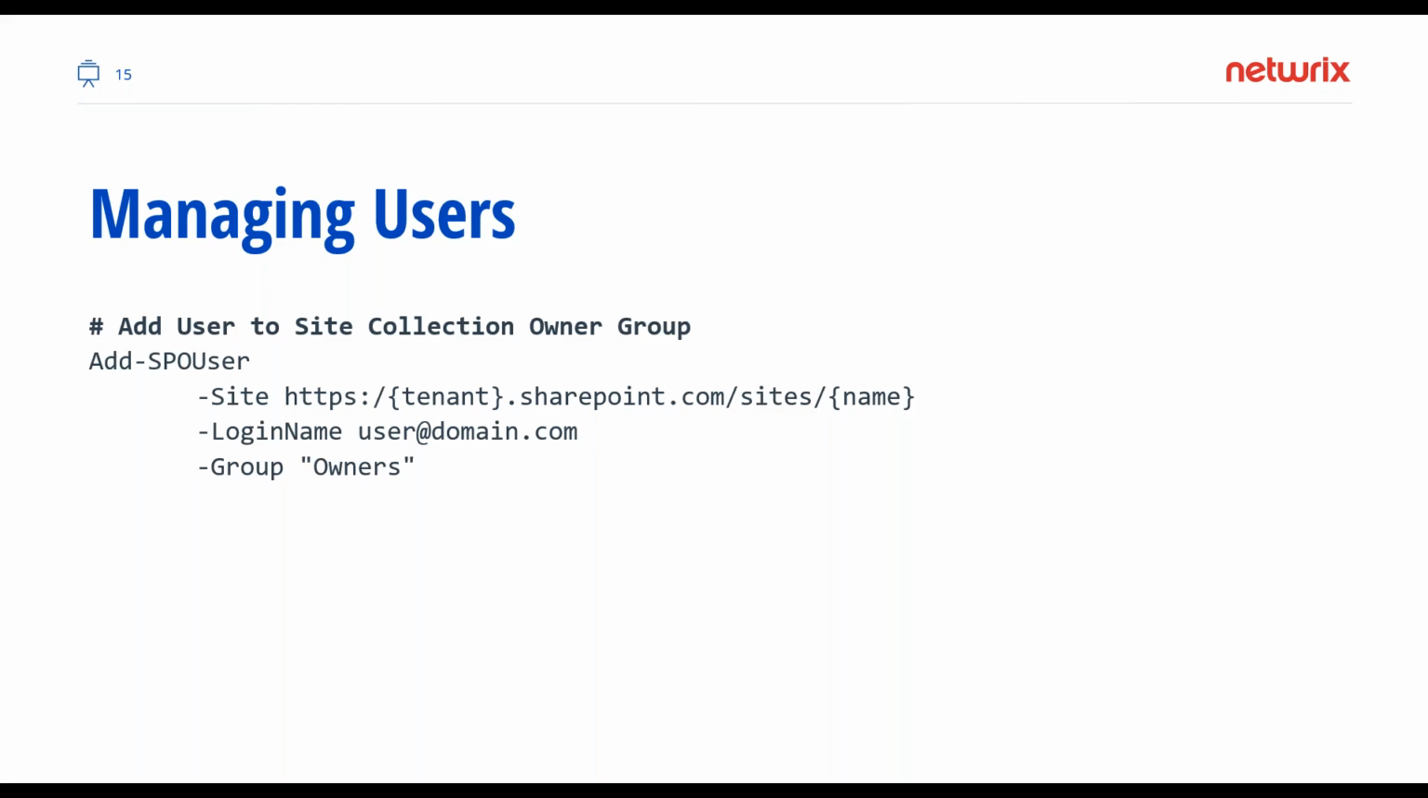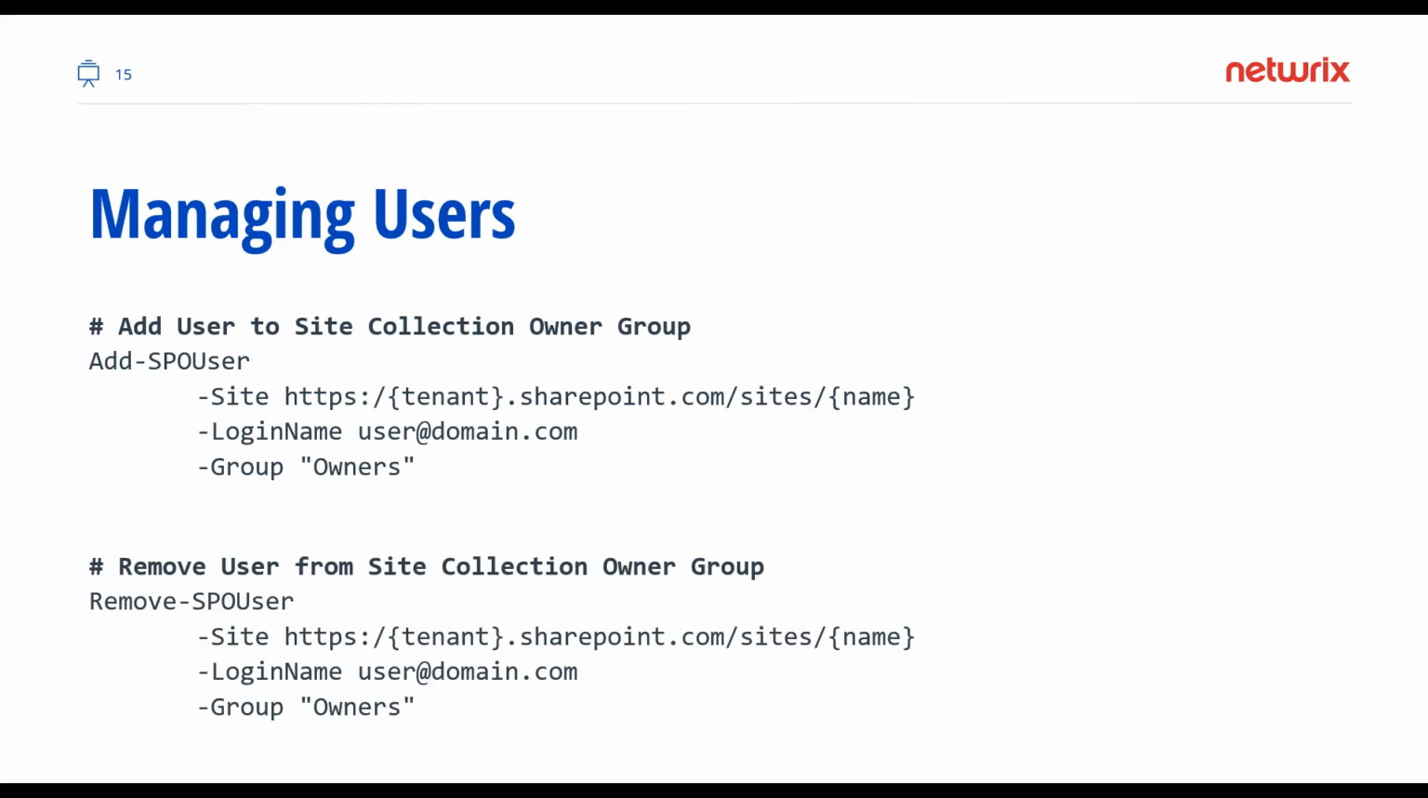You can just have a PowerShell script that says, give me the name of the person. And as soon as you execute the PowerShell script, it'll go ahead and do all of the tasks that you're expecting. So adding a user into a security group, or for example, I'm adding them to the owners group, is as simple as saying, add SPO user, this is the site collection, this is the user, and this is the group. On the flip side of that, if I want to remove the users, then I can do this too.